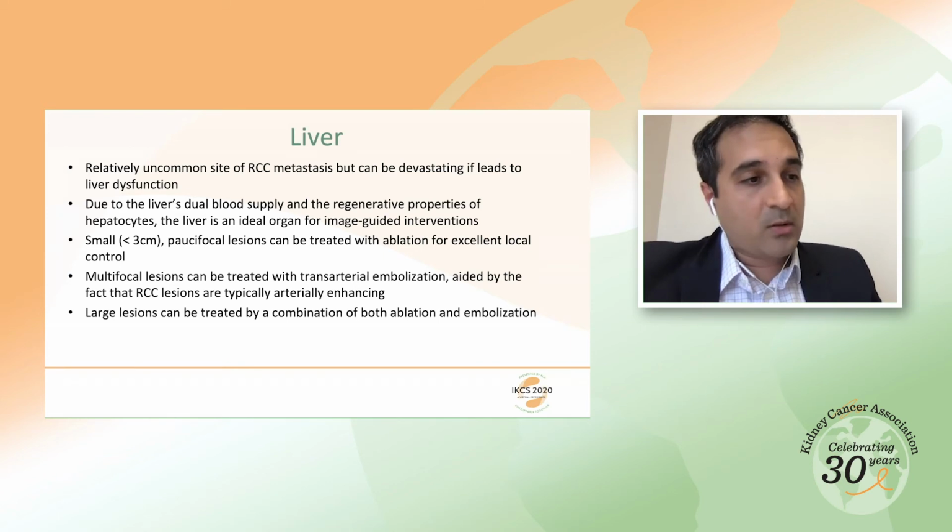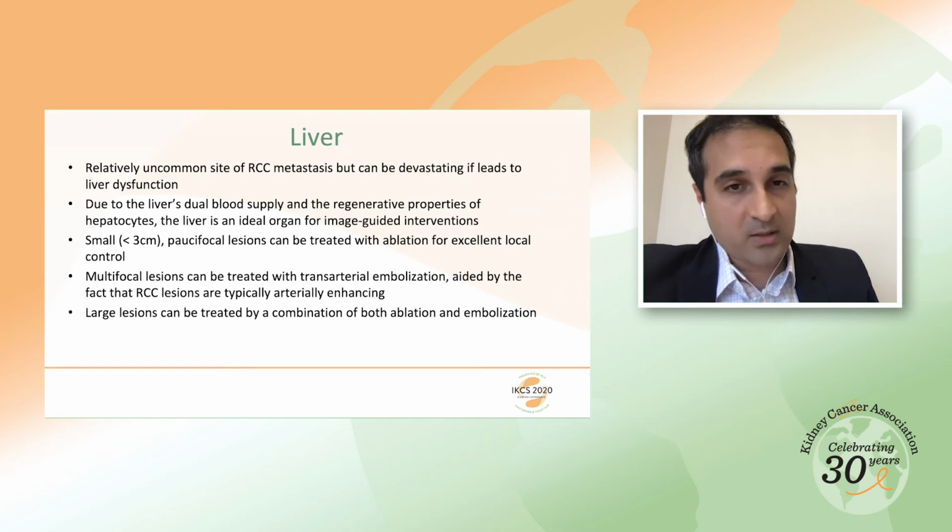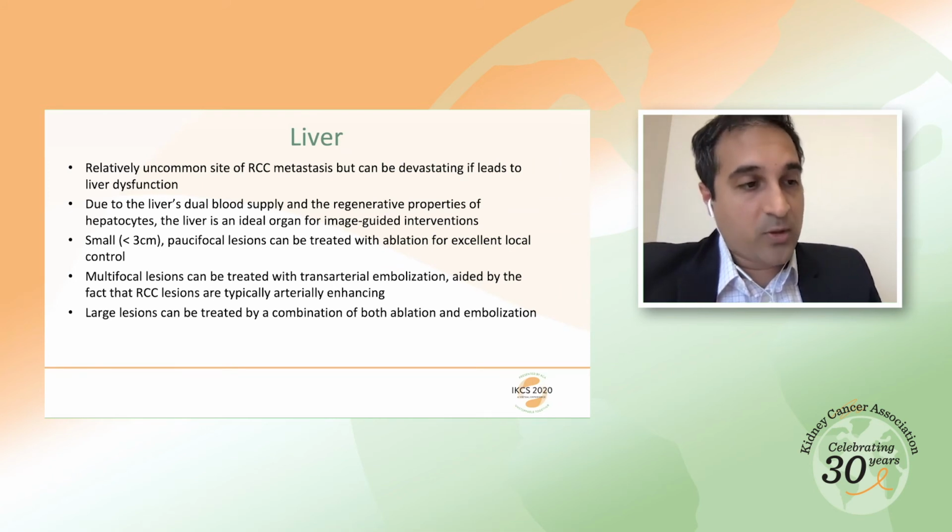When there's small lesions and a small number of them, ablation alone is typically sufficient for local control. If there's multiple lesions, embolization is often useful, particularly given the fact that renal cell metastases are hypervascular, and so it's straightforward to target them with transarterial techniques. When they're large, though, both ablation and embolization can be combined to get local control.